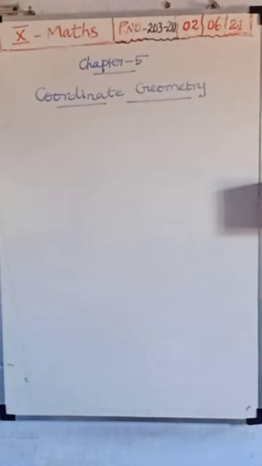Today I'm going to explain the new chapter 5, coordinate geometry. So you already know what a coordinate is. There are two coordinates, the x coordinate and the y coordinate. In that, the x coordinate has one more name, it is called abscissa. The y coordinate's other name is ordinate.